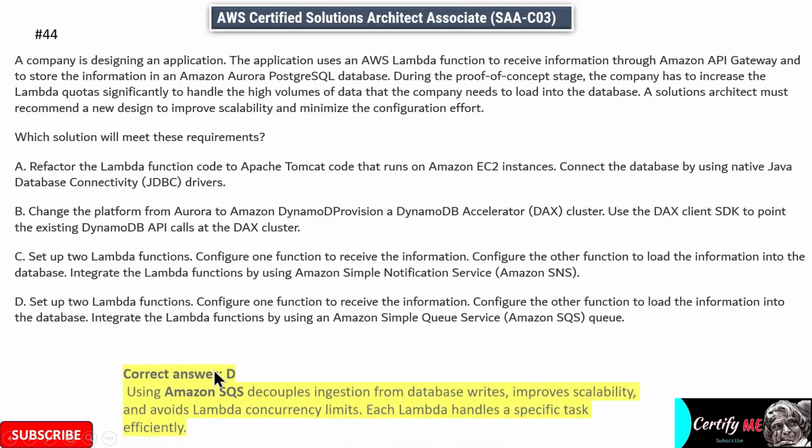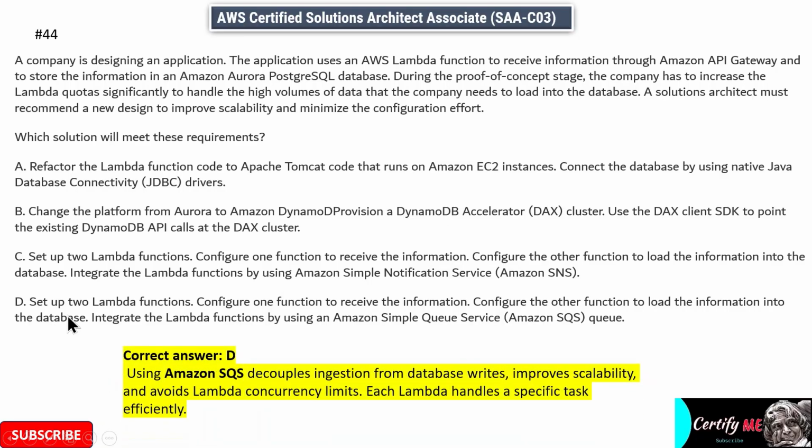The correct answer, option D. Set up two Lambda functions. Configure one function to receive the information. Configure the other function to load the information into the database. Integrate the Lambda functions by using an Amazon Simple Queue Service queue. Using Amazon Simple Queue Service decouples ingestion from database writes, improves scalability, and avoids Lambda concurrency limits. Each Lambda handles a specific task efficiently.